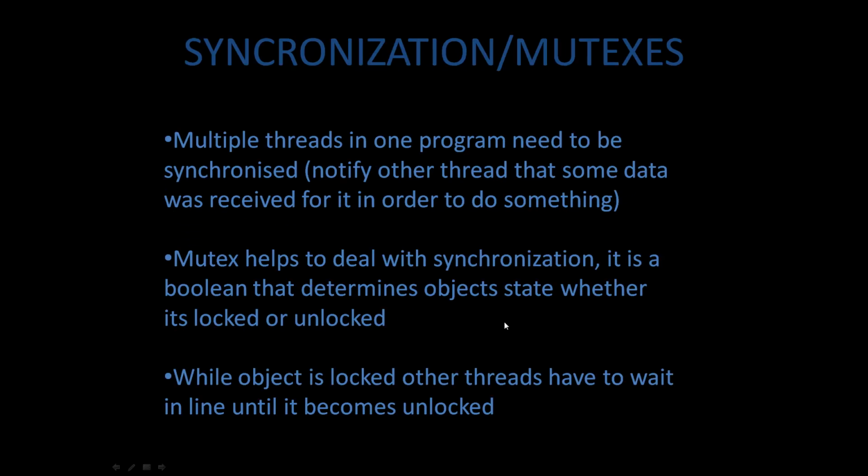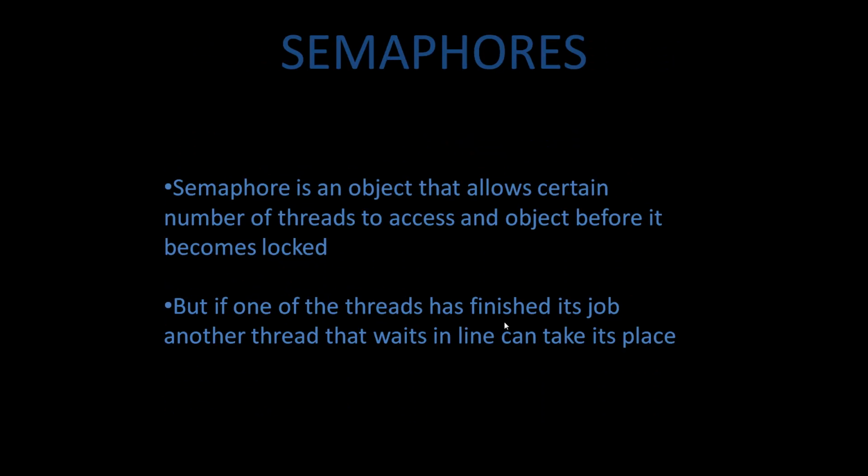Synchronization and mutexes. When you have multiple threads in one program, you need to synchronize them, like notifying one of the threads that some data was received for it and it has to do something about it. To do that, we use mutexes, which help to deal with synchronization. It is essentially a boolean that determines object state, whether it's locked or unlocked. When an object is locked, the threads have to wait in line until it becomes unlocked in order to access that object and actually do something with it.